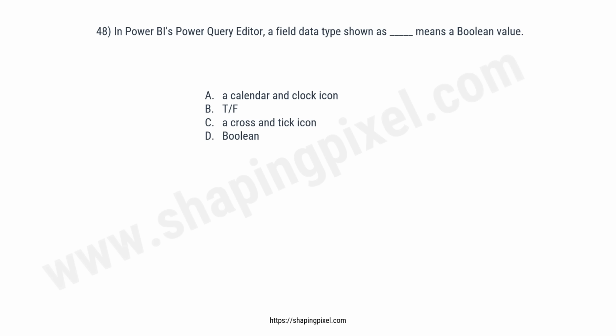So question number 48. In Power BI's Power Query Editor, a field data type shown as dash means a boolean value. And we have four options. Option A, calendar and a clock icon. Option B, true or false. Option C, a cross and a tick icon. And option D, boolean. So the right answer here is option C, a cross and a tick icon.